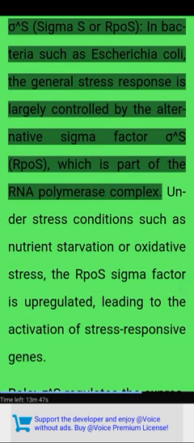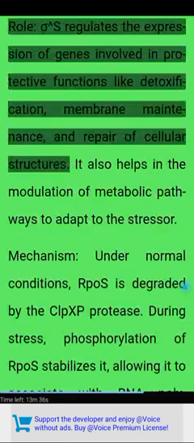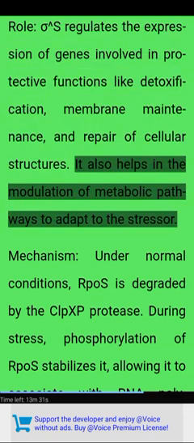The general stress response is largely controlled by the alternative sigma factor sigma-S, RpoS, which is part of the RNA polymerase complex. Under stress conditions such as nutrient starvation or oxidative stress, the RpoS sigma factor is upregulated, leading to the activation of stress-responsive genes. Role. Sigma-S regulates the expression of genes involved in protective functions like detoxification, membrane maintenance, and repair of cellular structures. It also helps in the modulation of metabolic pathways to adapt to the stressor.